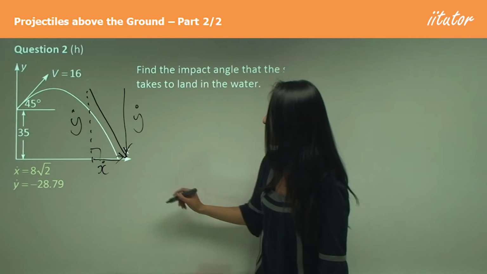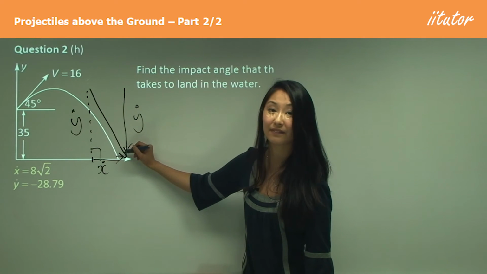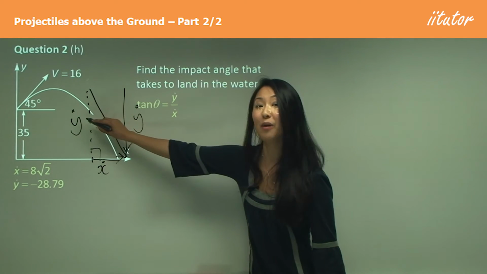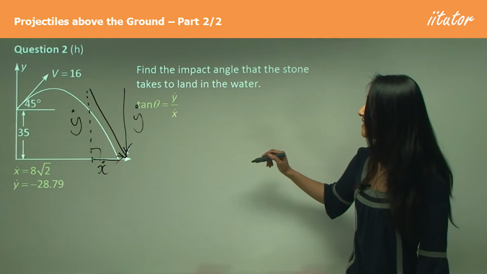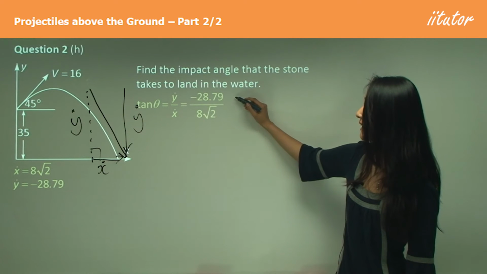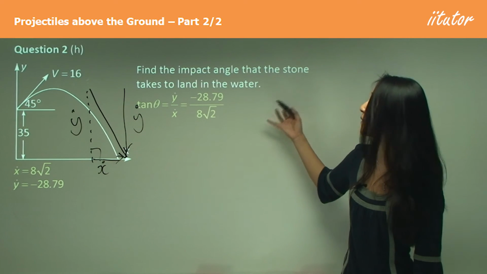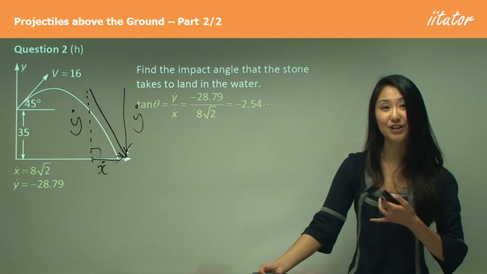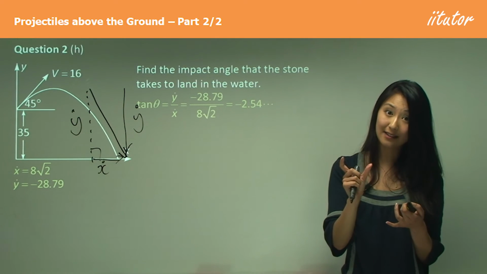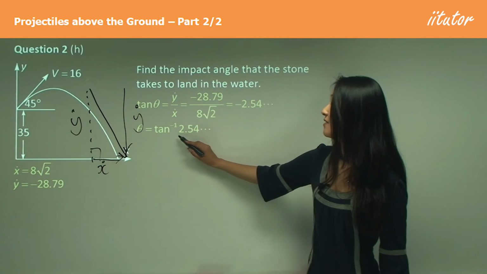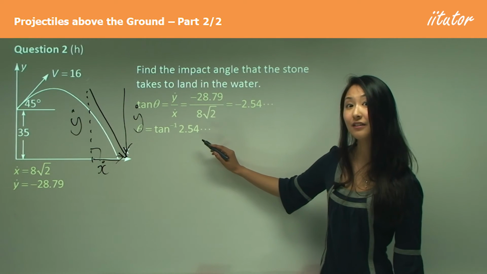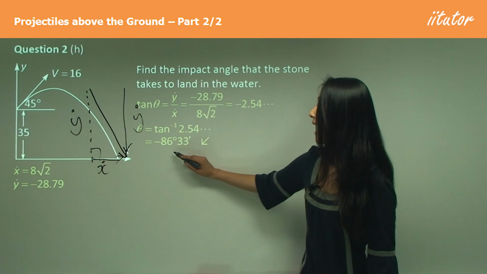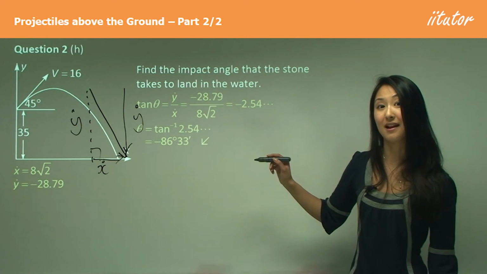So how am I going to work out this angle there? What we're going to do is just tan theta, right? So you just have opposite on adjacent. So in this case, it's just -28.79 on 8 square root 2, which equals approximately -2.54, etc. But keep that value exact in your calculator. And then we do inverse tan of that value, which equals approximately negative 86 degrees and 33 minutes.